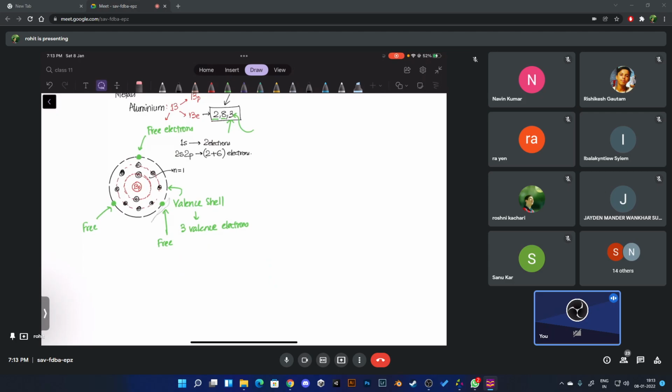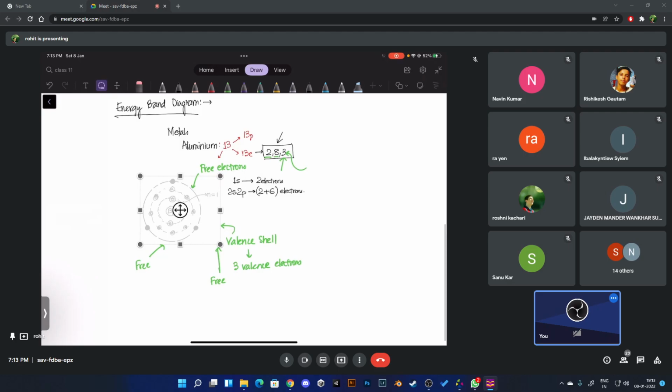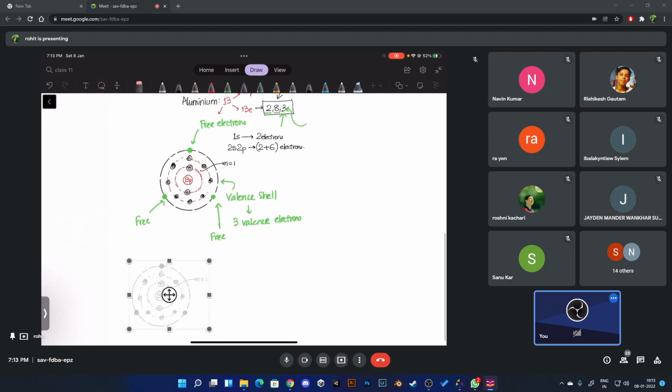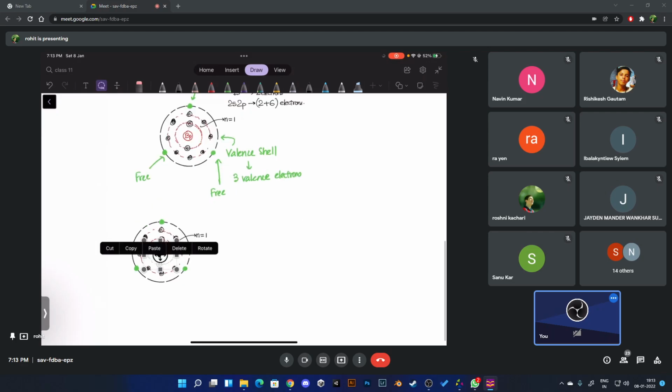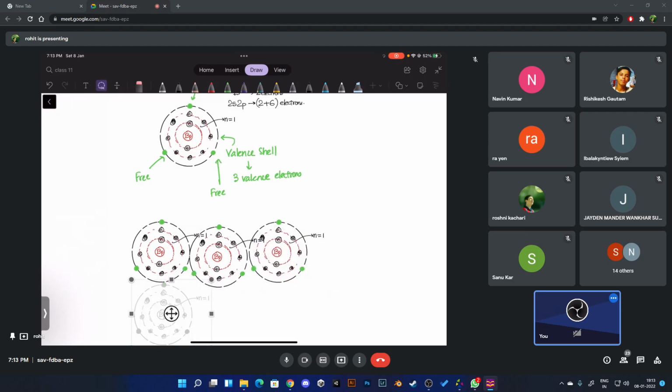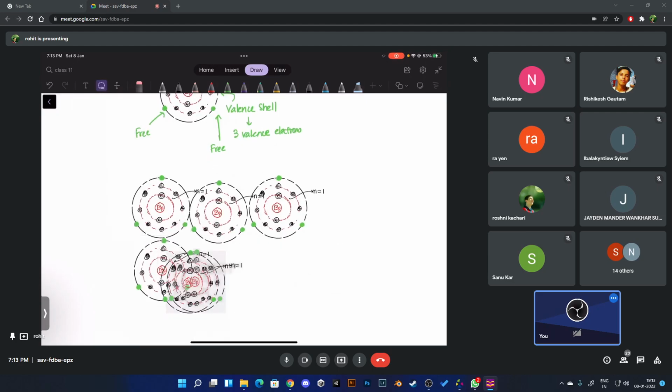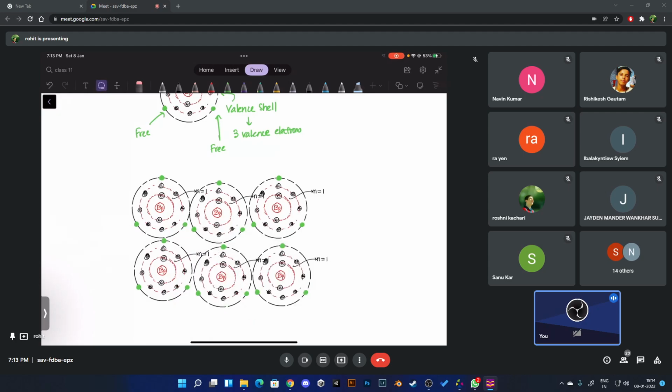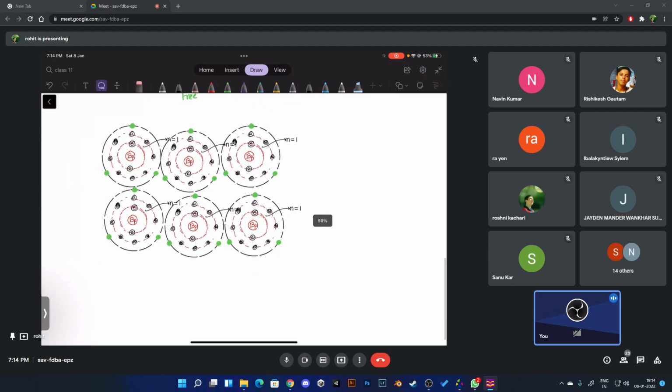Now if I take a solid of aluminum, check what will happen. I will have one aluminum atom. Will I have another one also? Yes, I'll have another one nearby. Will I have another one? Yes, another one nearby, because in a solid we get many atoms. So like this, this is a picture of an aluminum solid. We have many aluminum atoms, all almost identical.